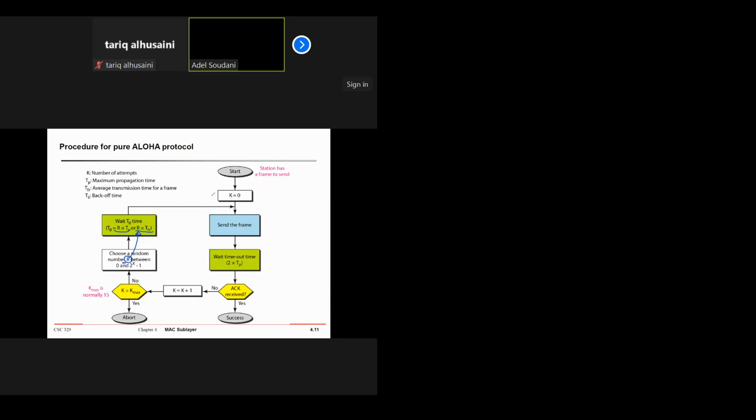And then after selecting this random value r and waiting the necessary time for the retransmission, the machine will wait a time equal to the backoff time. We call that the backoff time, and then it will try to retransmit the frame again with the same chance of success. Are you understanding the flow chart of the Aloha protocol? Yes. Okay.